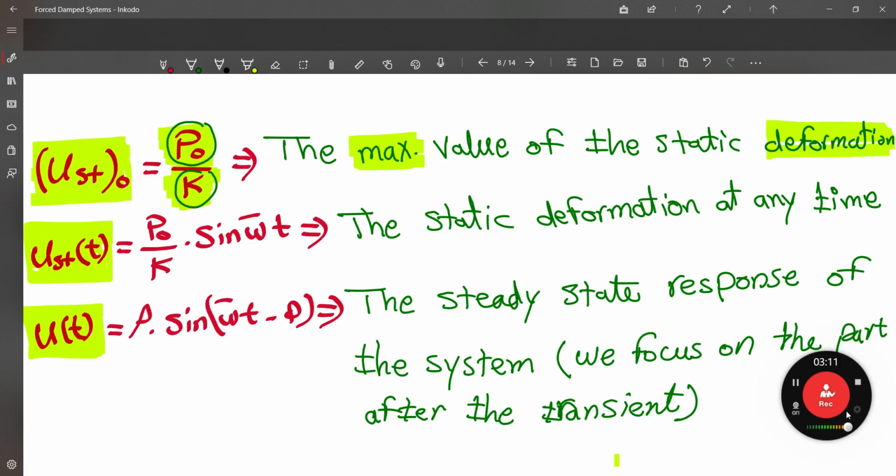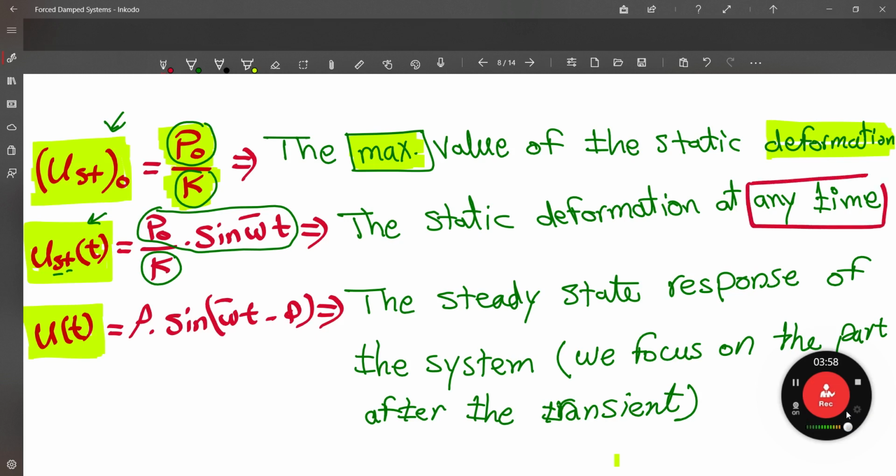And then we are going to find another annotation, which is U static, as you can see here. So it is U static, and between parentheses it is T, as if there is varying time here. The T is like a parameter here. So we are saying that this is a relation between the force, which is a sinusoidal force, P node sine omega bar T, over the system stiffness. So what is the difference between the first annotation and the second annotation? The first one is talking about the maximum. The second is talking about the static deformation at any time.